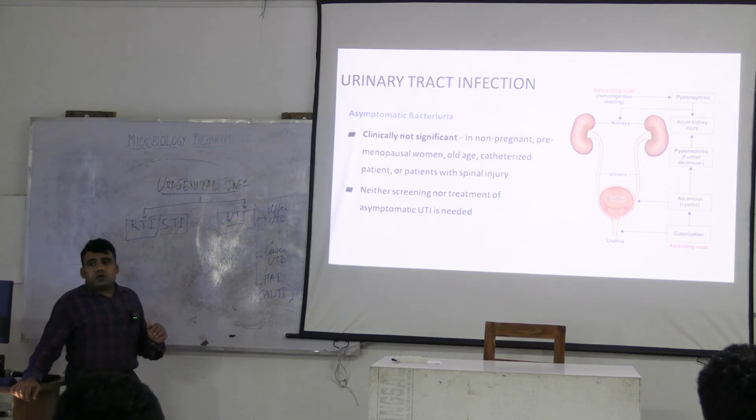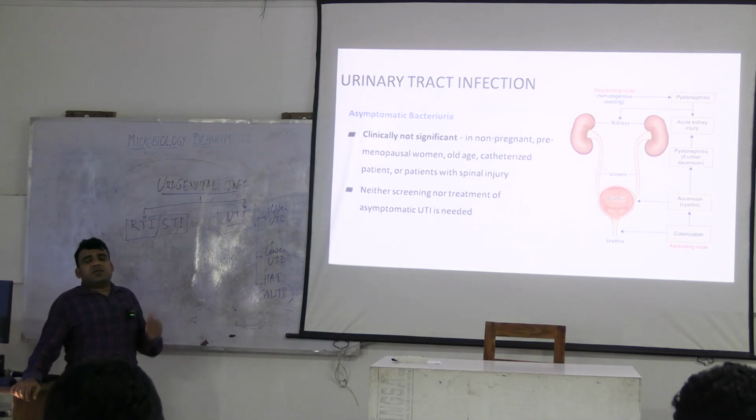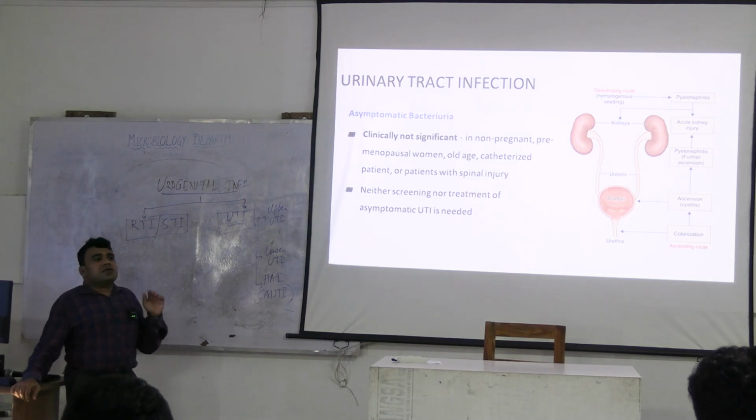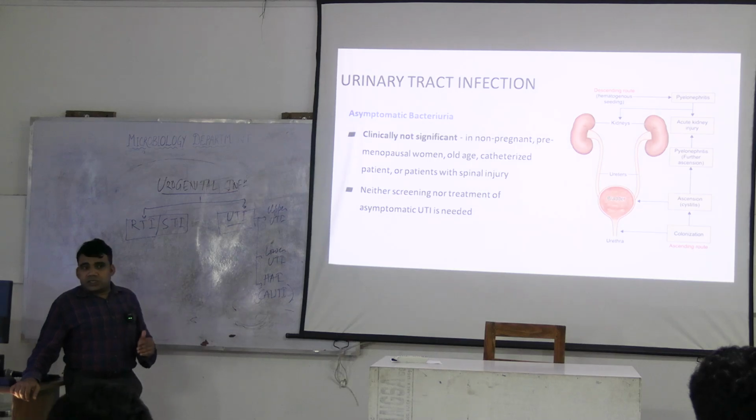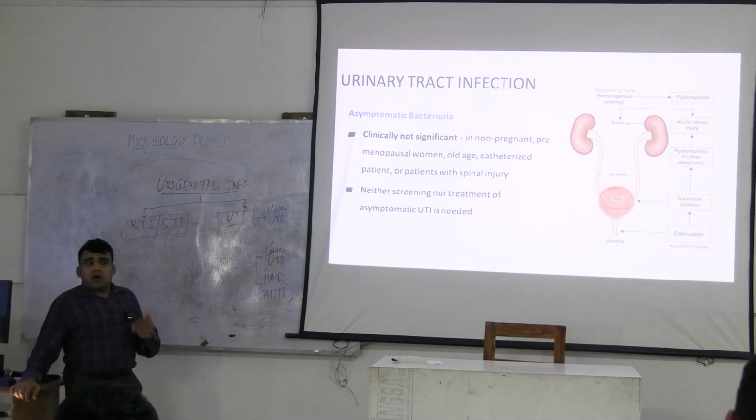In the reproductive age group, because with every menstrual cycle there are changes of the mucosal membrane in the vaginal cervix and even in the vulva, along with there is a change of the organisms which colonize. So in these patients, bacteria will always be present in the urine sample collected normally, that is normal micturated urine. So you don't need to treat these patients. One. Next, old age. Why?